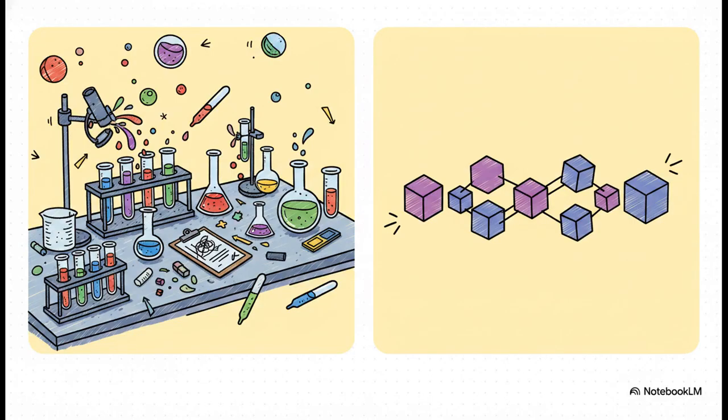Now, we really need to draw a hard line between two terms that constantly trip people up: order and molecularity. Order is the experimental reality. It can absolutely be a fraction, and it applies to the overall speed of the reaction. Molecularity, though, that is purely theoretical. It's just the number of molecules involved in one single elementary step of the reaction mechanism, which means it always has to be a whole number. Think of order as the total time it takes to bake an entire cake, whereas molecularity is just the number of eggs you crack in one specific step.